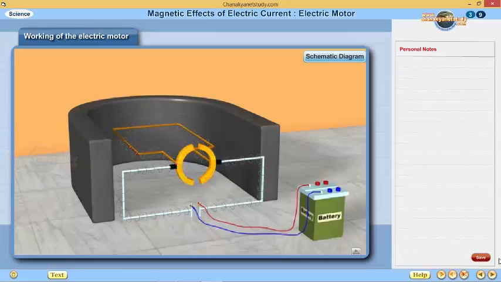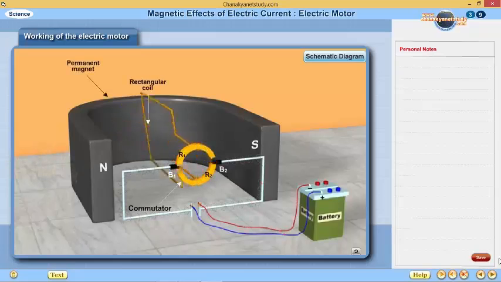Working of the electric motor. When current is passed through the coil A, B, C, D, arms AB and CD experience force. According to Fleming's left-hand rule, the force experienced by arm AB is in the downward direction and arm CD in the upward direction. Both these forces are equal and opposite. This force rotates the coil in clockwise direction until contact between commutator and brushes breaks. So the supply to the coil is cut off.